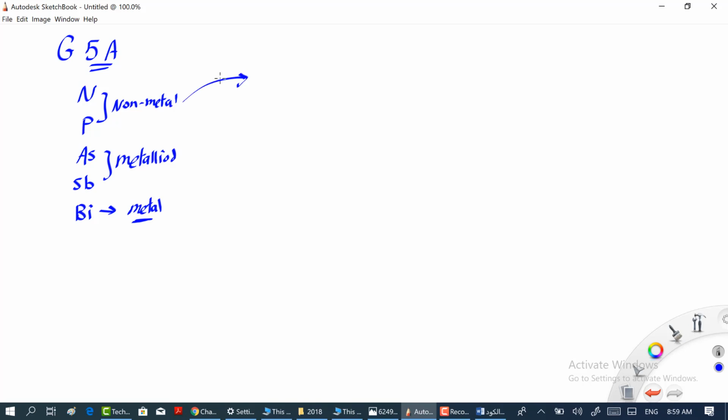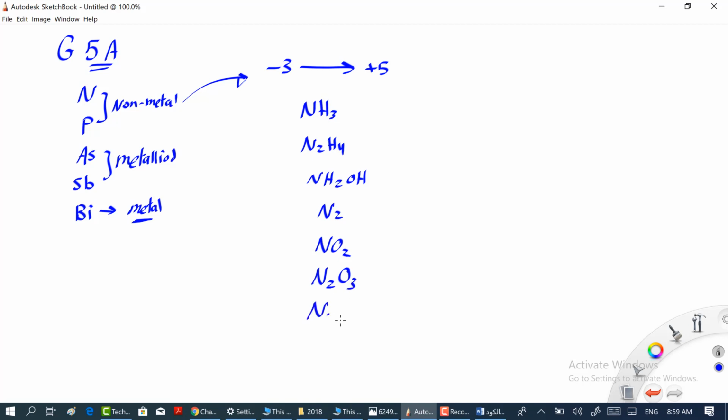For nitrogen and phosphorus, we find that the oxidation numbers vary from negative 3 up to positive 5. Let's take examples: NH3, N2H4, NH2OH, N2, NO2, N2O3, N2O4, N2O5.